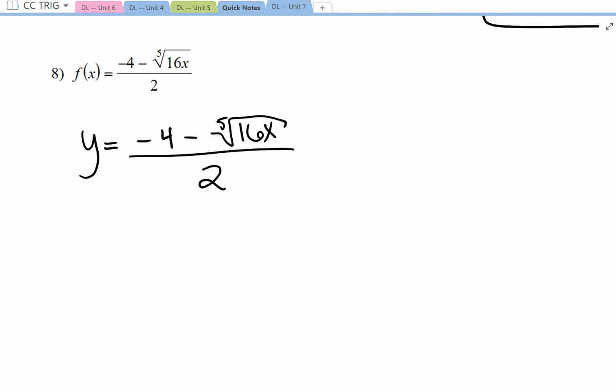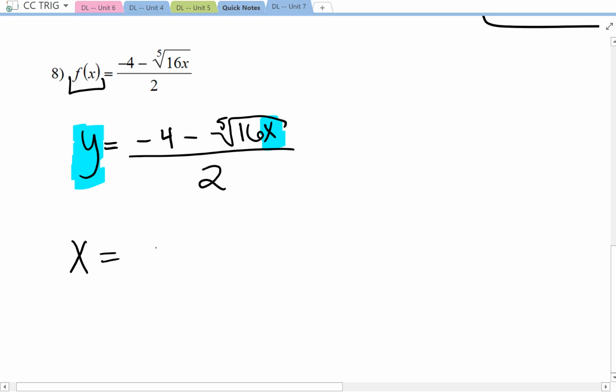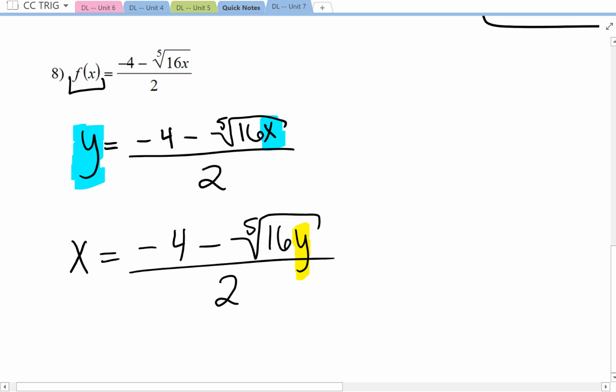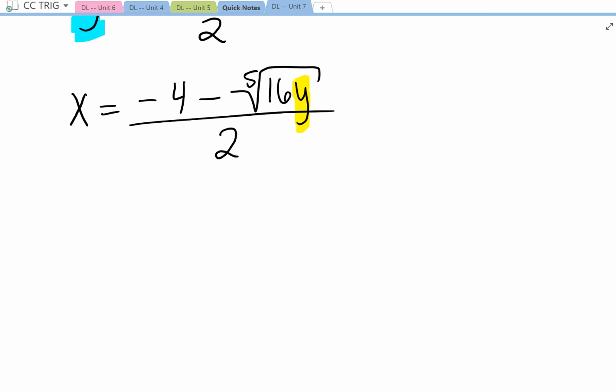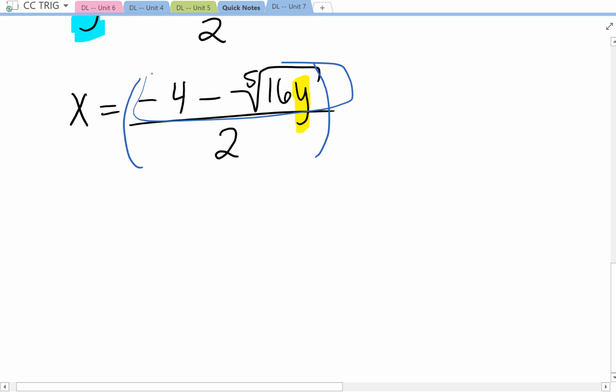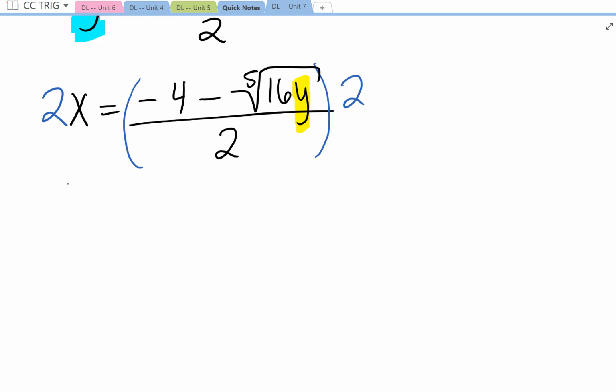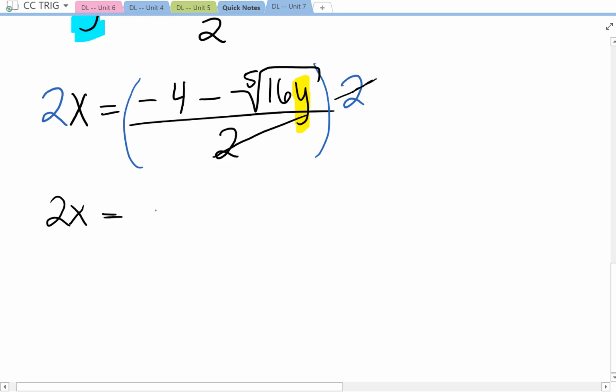I've plugged in y for the f of x, and now I'm going to swap the places of x and y and solve for y in its new position. The entire right side of the equation is being divided by 2. So if I want to do anything to the terms on the top of this fraction, I'm going to have to multiply both sides by 2 to get rid of the fraction entirely. 2x is equal to 2 over 2 is 1, negative 4 minus 5th root 16y.